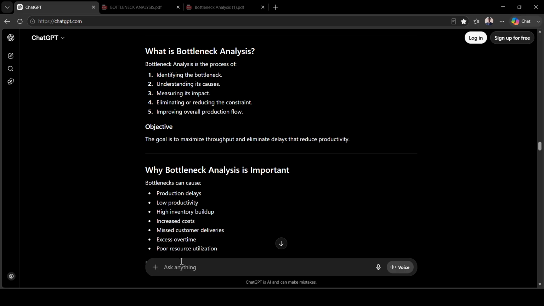What is bottleneck analysis? Bottleneck analysis is the process of identifying the bottleneck, understanding its causes, measuring its impact, eliminating or reducing the constraint, and improving overall production flow. The objective of bottleneck analysis: the goal is to maximize throughput and eliminate delays that reduce productivity.